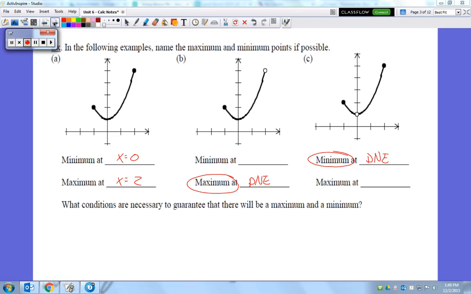So there are two underlying things that I want you to make sure that you wrote down. What are the two criteria that will guarantee that you'll have a max or a min? Closed interval is one of them. And continuity. Yes, continuous on the interval. Perfect. So closed interval and continuous.